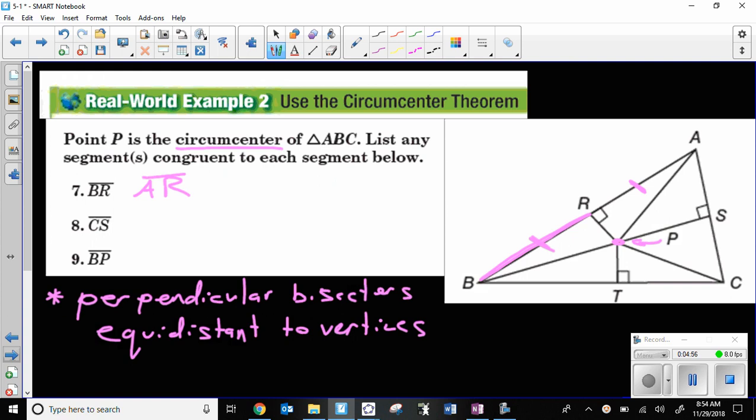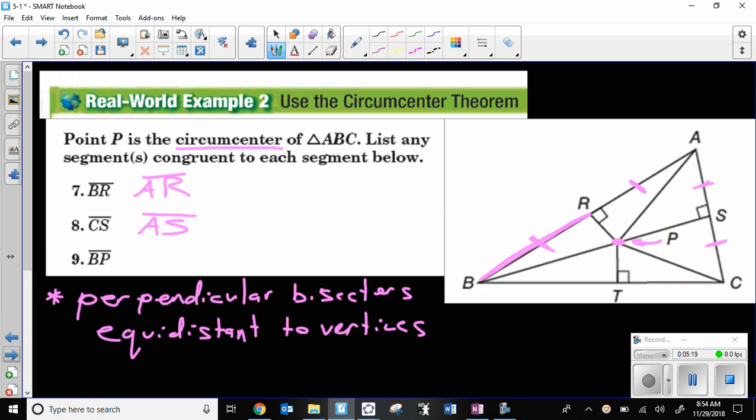Number 8 is going to be similar. Okay, if I'm talking about CS, the one that should be congruent to it should be then AS. Same idea, we're dealing with perpendicular bisectors.